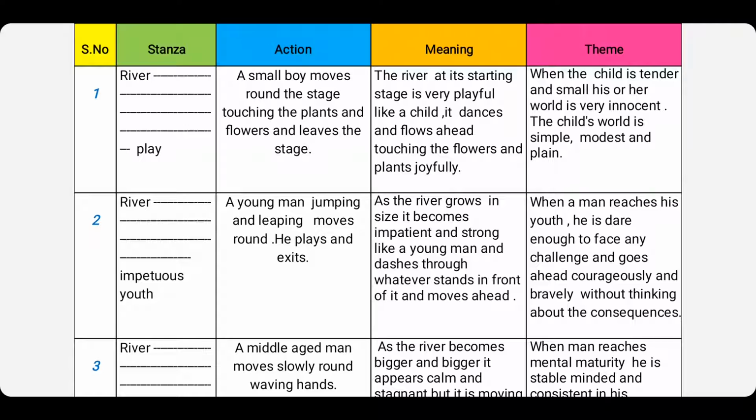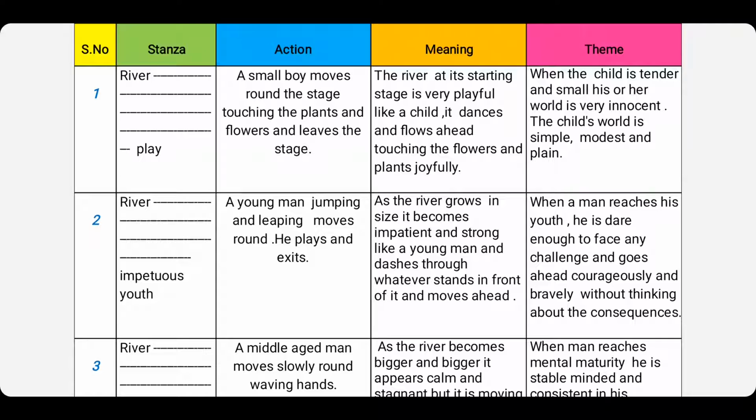So here the river is compared to a young man. Hence the action goes this way. A young man jumping and leaping moves round. He plays and exits from the stage. He goes round the stage, jumping and leaping, and he exits from the stage. What's the meaning of this stanza? As the river grows in size, it becomes impatient and strong like a young man, and dashes through whatever stands in front of it and moves ahead.